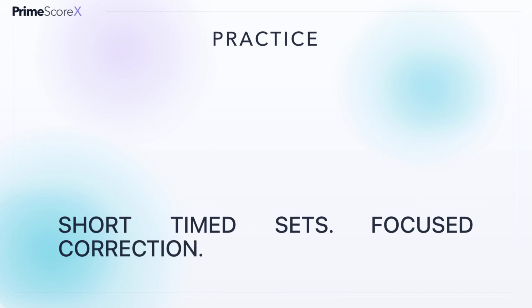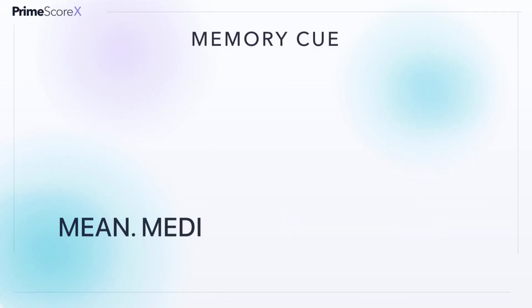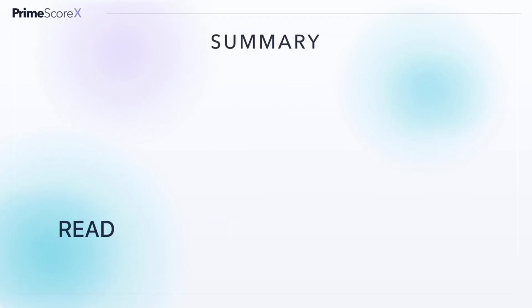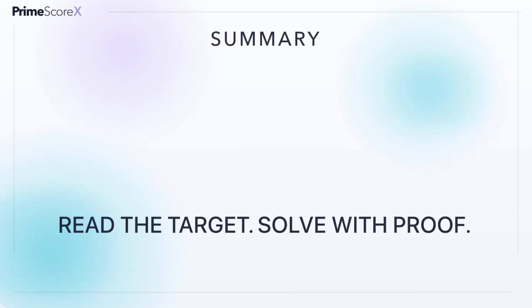Practice this topic in short time sets. Start with accuracy, then add pacing, then review every miss. If the same error appears more than once, do not just do more random questions. Pause and drill that exact weakness until the pattern changes. Here's the memory cue for this lesson: mean, median, mode, and range. Keep those ideas in mind as you solve. They will help you read the question accurately, set up the math correctly, and avoid the most common traps.